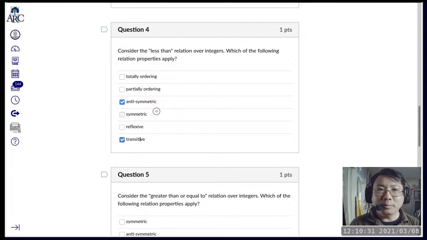Okay, so let me get back to the total versus partial ordering first, and then I'll go back and explain why it is anti-symmetric. Right. Okay, so it's not partially, and therefore it is definitely not totally ordered, because both of those require reflexive. So since less than is not reflexive, we can rule out partially and also totally ordered. So now let's get back to anti-symmetric.